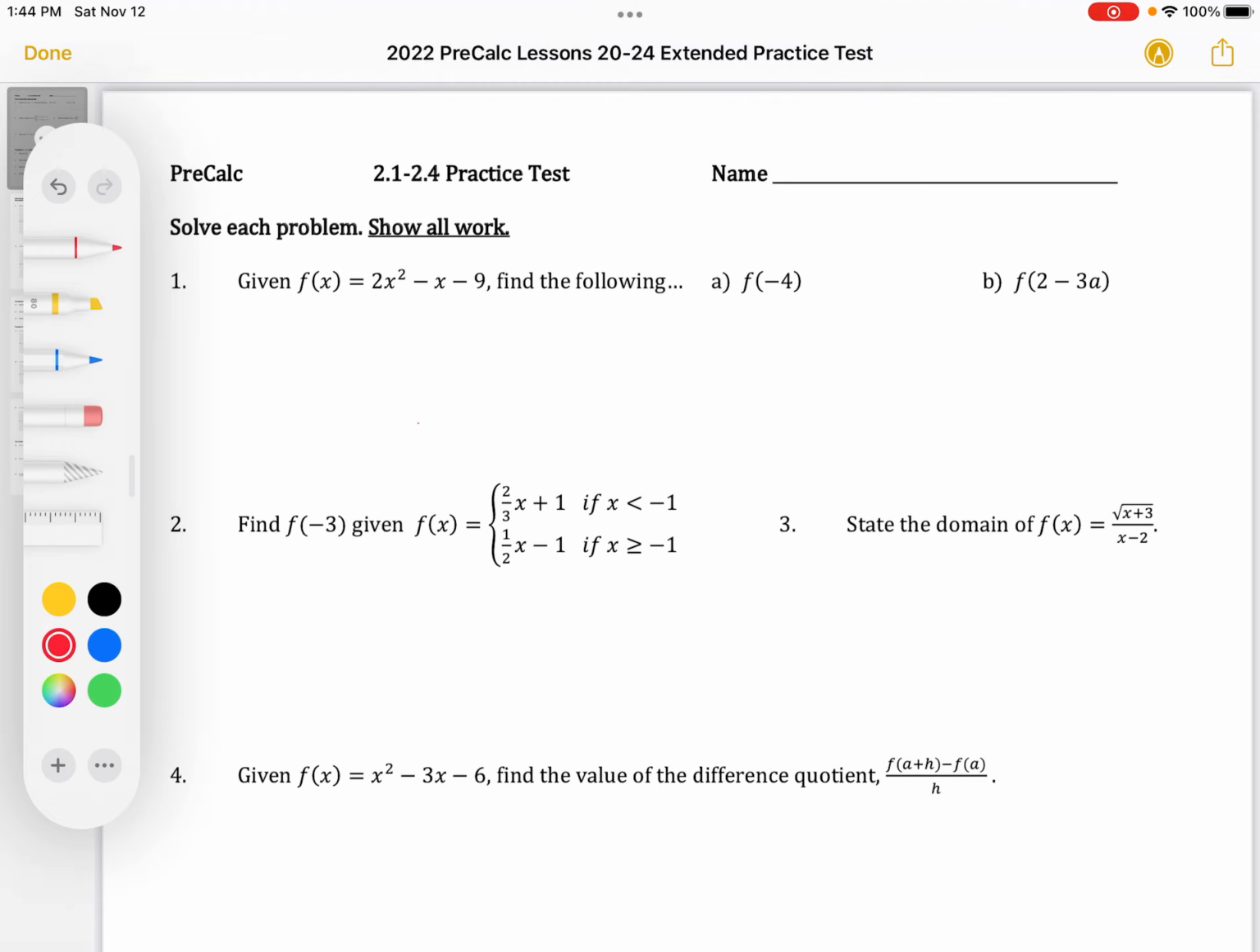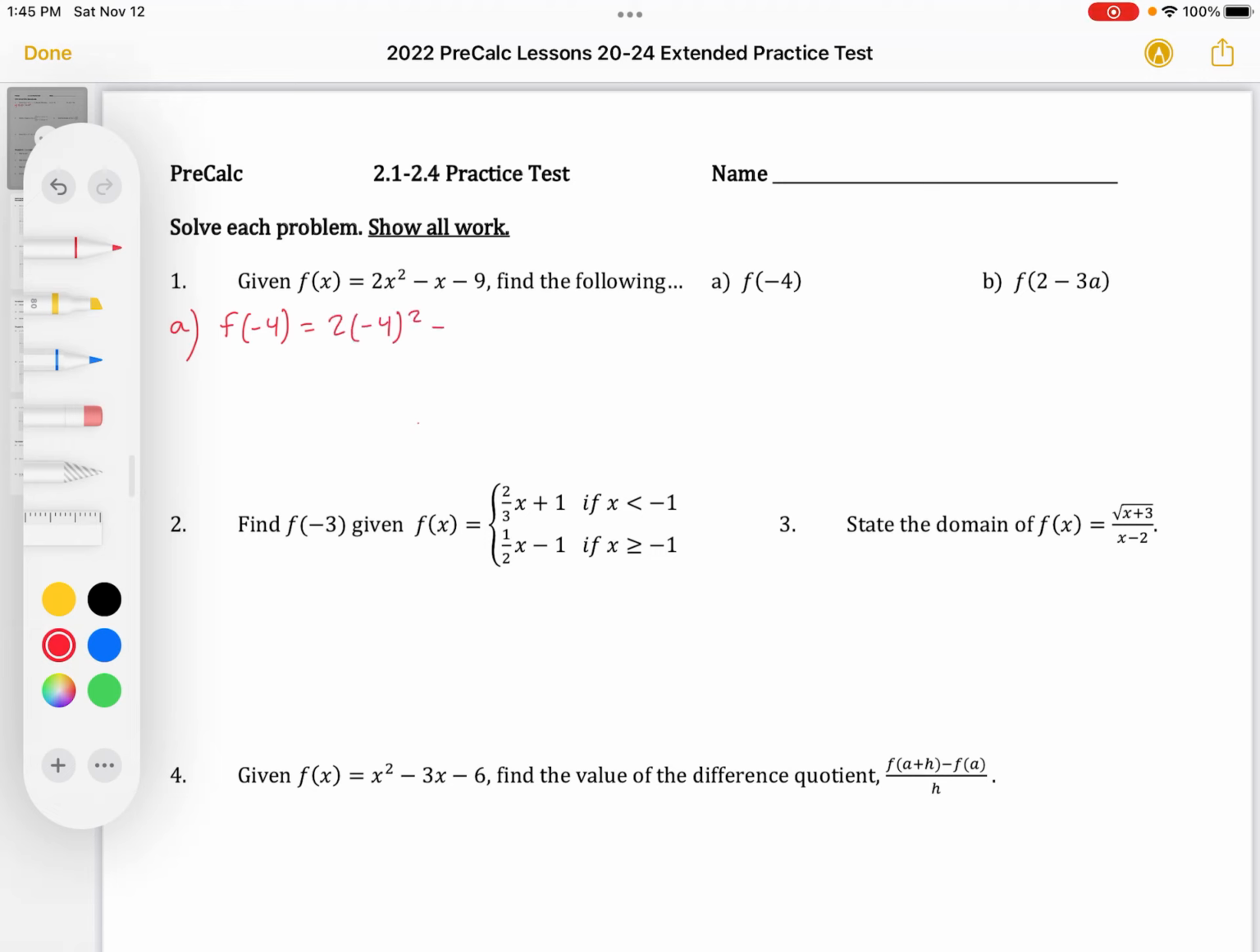This is Miss Valdez, and I am going to work through the 2.1 through 2.4 practice test. I'm going to go right in order, but if you need to fast forward to a different problem, that is okay. In this first problem, we're given this function, and in part A, we're asked to find f of -4.